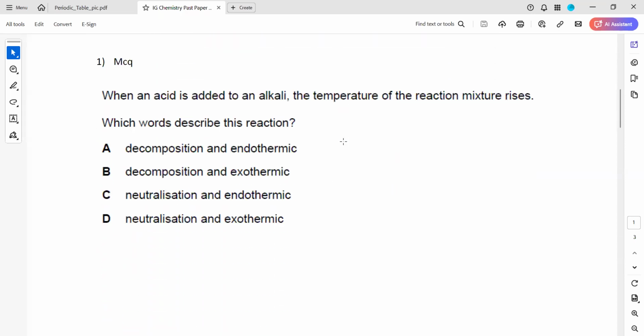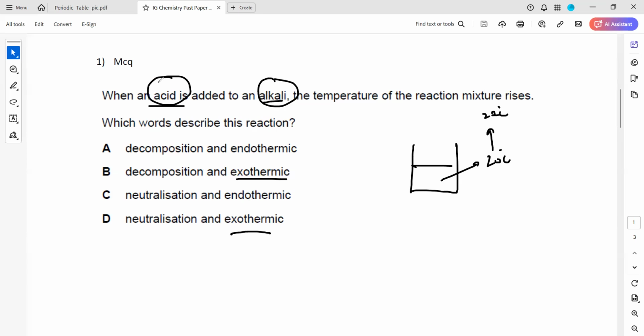In question 1, when an acid is added to an alkali, the temperature of the reaction mixture rises. Which word describes this reaction? Whenever the temperature rises, like if it starts at 20 and then becomes 22, this gives an idea that the reaction is exothermic. So any option with exothermic is correct. Then, whenever an acid reacts with an alkali, it forms water, and we call this type of reaction neutralization. So that's why D is the right answer.